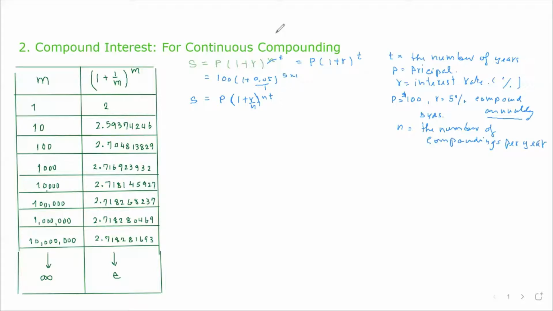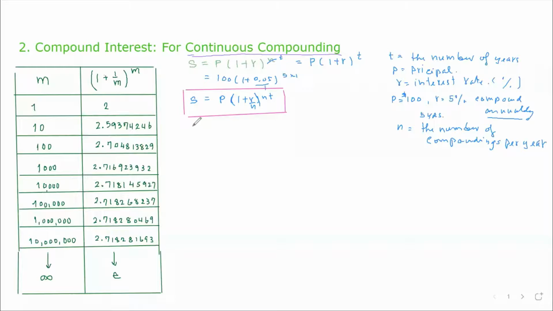We get this one now. Next, how to get the formula for continuous compounding. So this is one formula we have, so I write it in the box first.